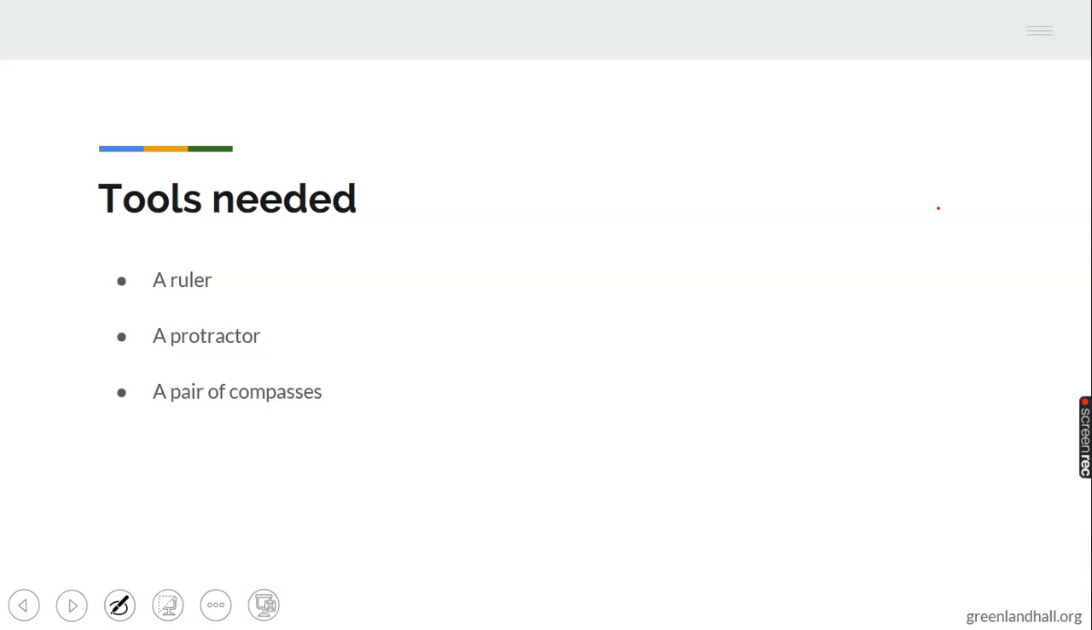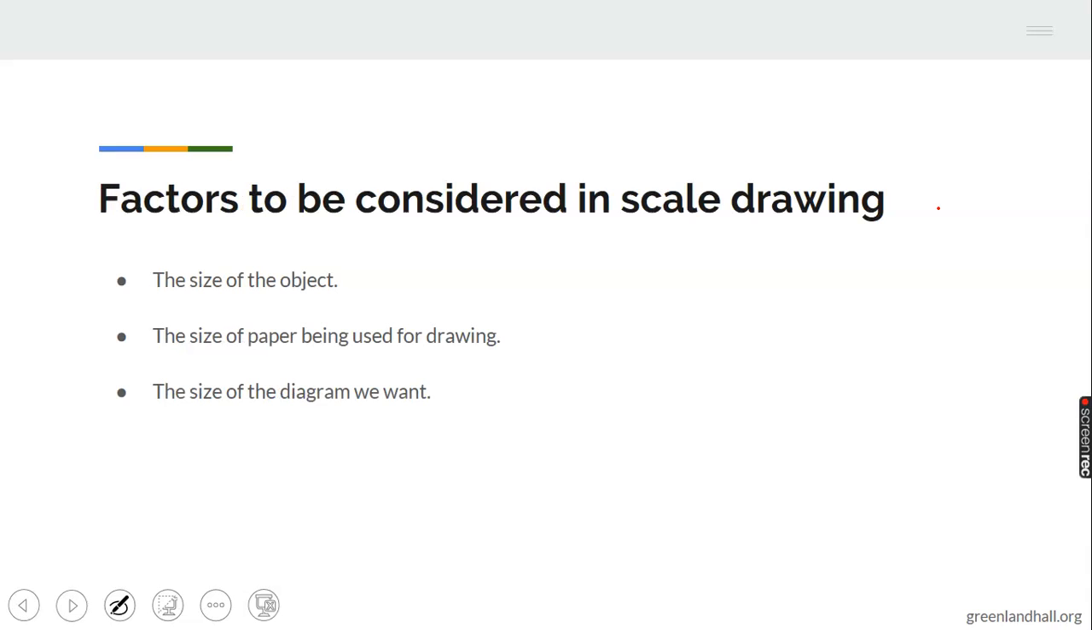Now let's look at the tools that we need. You will need your ruler, your protractor, a pair of compasses, then your drawing paper. I forgot to add that. Your drawing sheet or your drawing paper or your drawing book will be very needed. Now, factors to be considered in scale drawing. What are the factors that you need to consider?